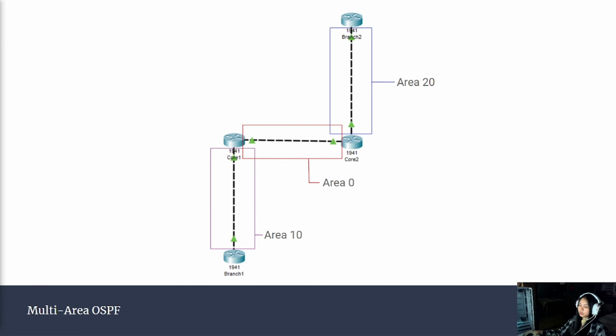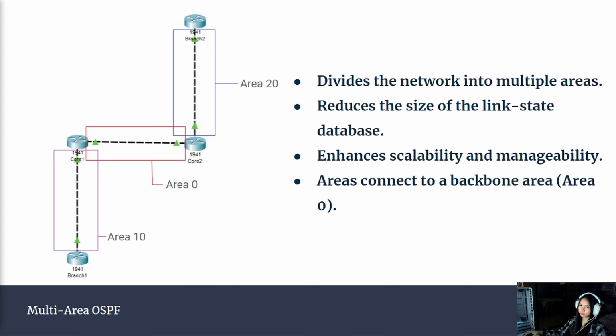This one is the multi-area OSPF. As a network grows, multi-area OSPF becomes necessary. In this configuration, the network is divided into multiple areas to reduce the size of the link state database and improve scalability and manageability. Each area is connected to a backbone area, typically Area 0, ensuring efficient routing and reduced overhead.